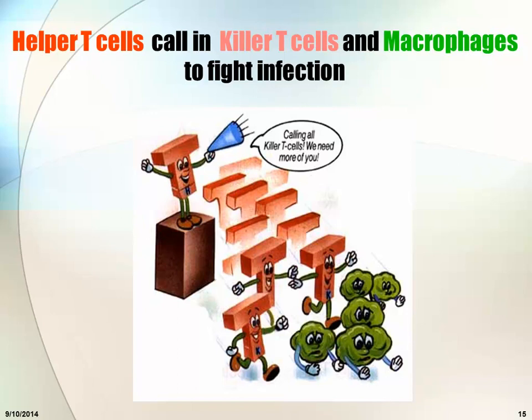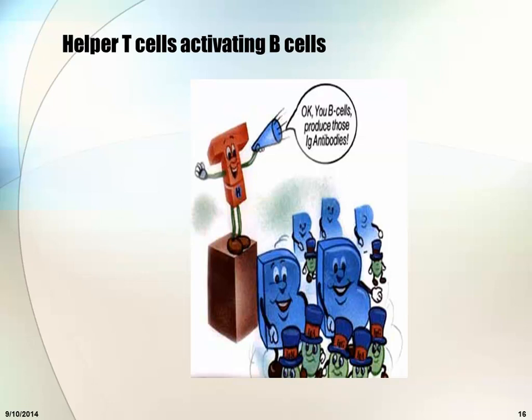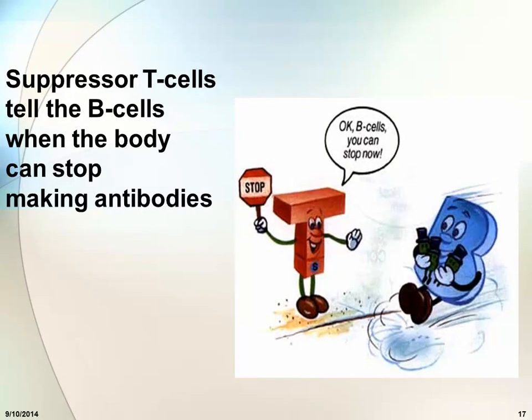On the next slide, I have a little picture that I took from something online, where the helper T cells are calling the killer T cells, the natural killers, and the macrophages to fight the infection. Really the macrophages are there first. So calling all killer T cells, we need more of you, so all the T cells are there fighting off infection. The helper T cells also activate the B cells, which we're going to talk about in a minute when we talk about antibody-mediated immunity. The B cells produce those antibodies. And then the last one, suppressor T cells, tell the B cells when the body can stop making antibodies.